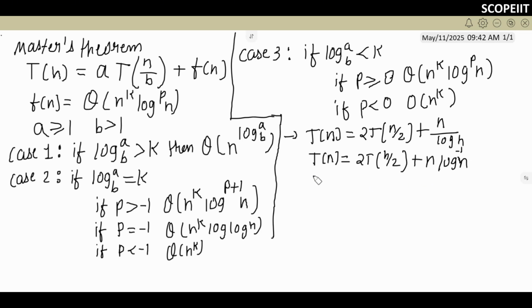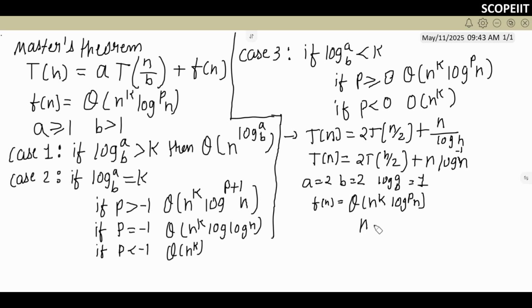Now again we'll apply the same. What is my a? My a is 2. What is my b? My b is also 2. So in that case, log a to the base b is log 2 to the base 2. Both are same, so it will become 1. And now we'll find f of n. So f of n is equal to theta of n to the power k log to the power p of n. Here, what is your n? We have n here. So my n power is what? 1. Nothing is there, that means 1.